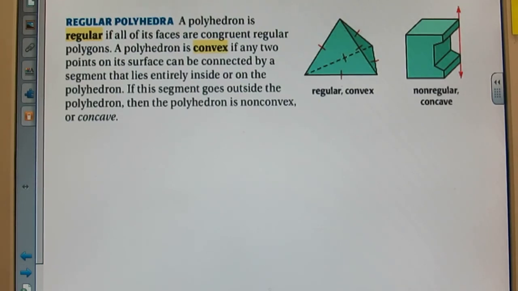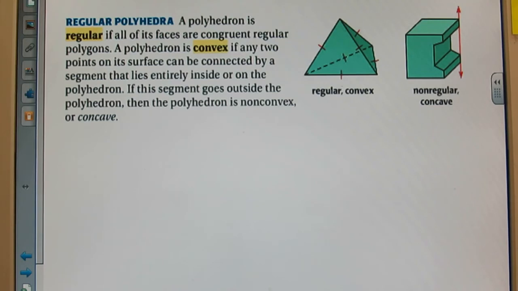All right, so convex, concave. That's a term you're familiar with. We learned it back in chapter 1 or so. A polyhedron is regular if all the faces are congruent, regular polygons. So regular just means all of them congruent. A polyhedron is convex if any 2 points on its surface can be connected by a segment that lies entirely inside or on the polyhedron.